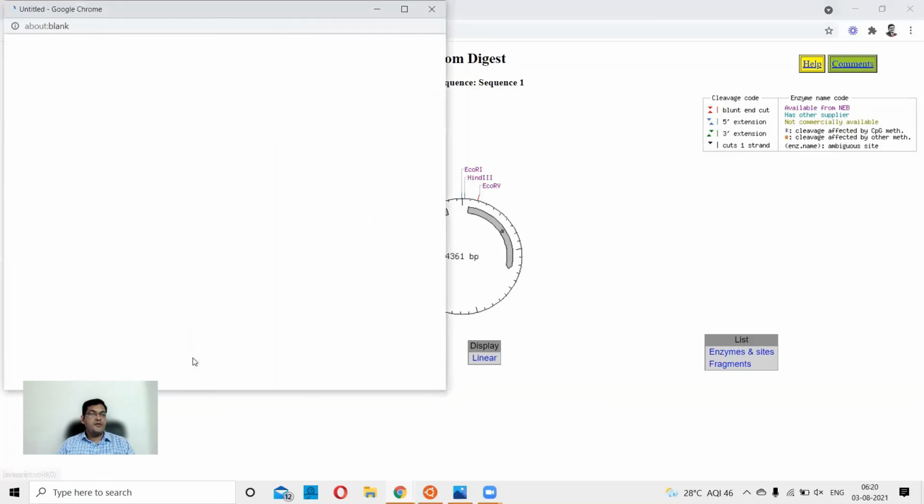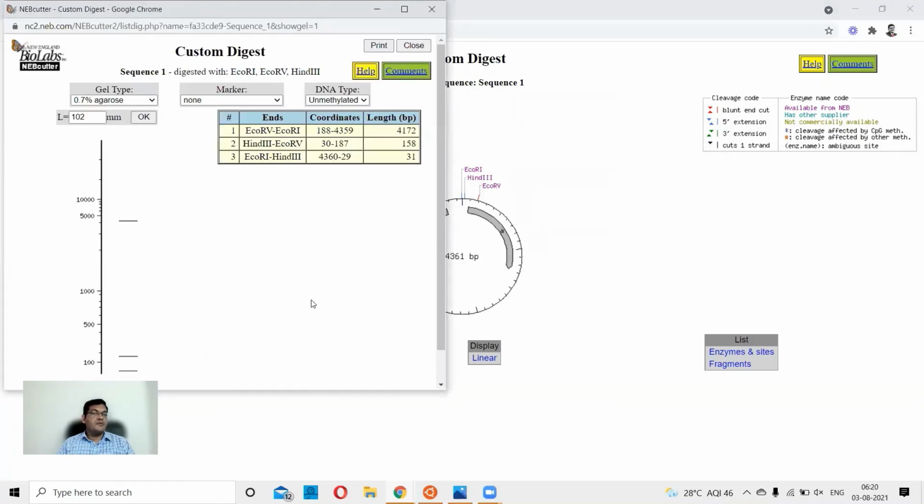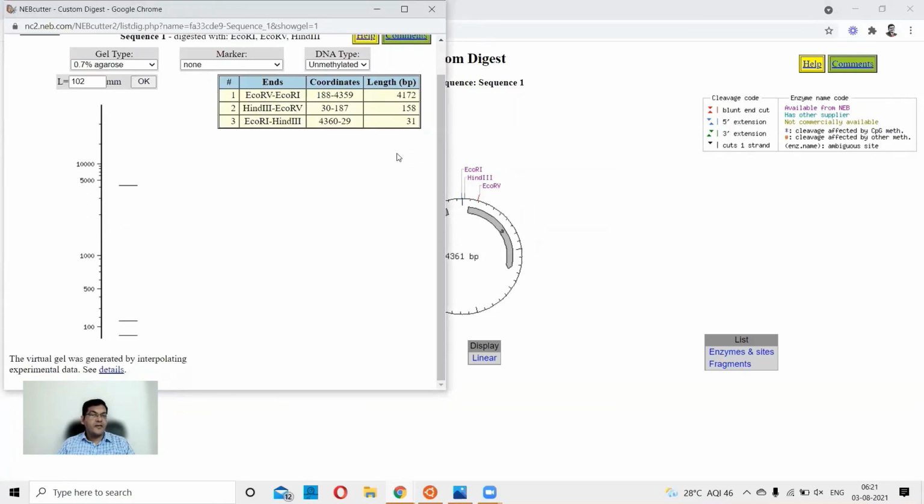So you click here, and you can see now these are the sizes of the fragments that you're going to obtain. So this is the range from largest to smallest.